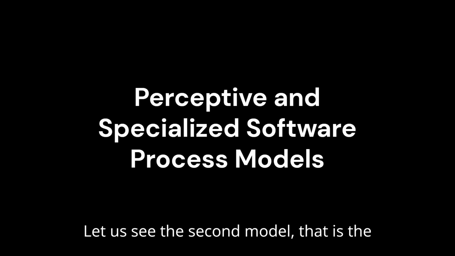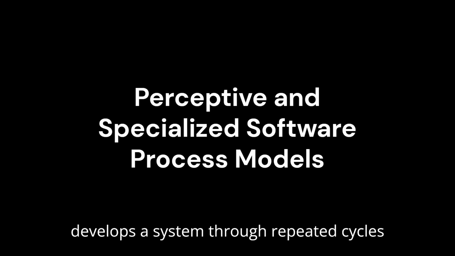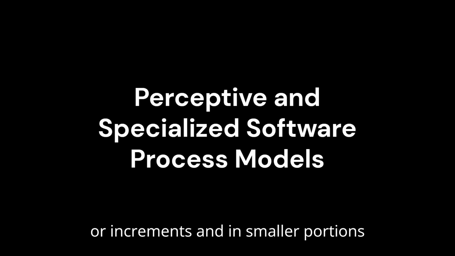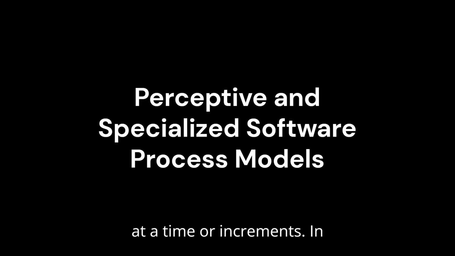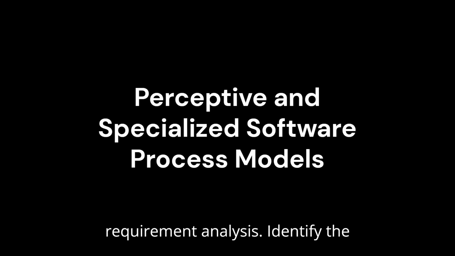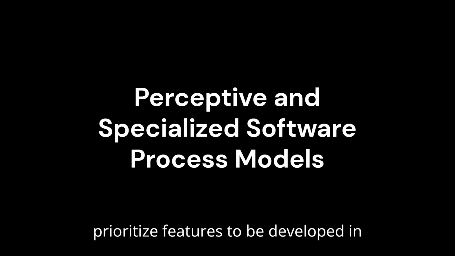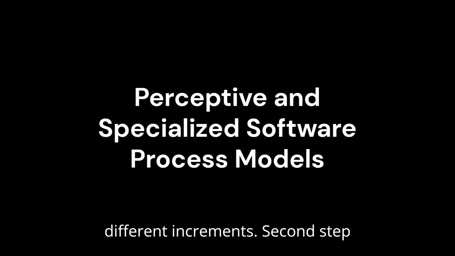Let us see the second model, that is the incremental model. The incremental model develops a system through repeated cycles, in smaller portions at a time, or increments. In this incremental model, the first step is requirement analysis. Identify the complete set of system requirements. Prioritize features to be developed in different increments.